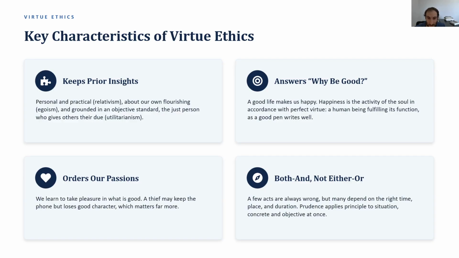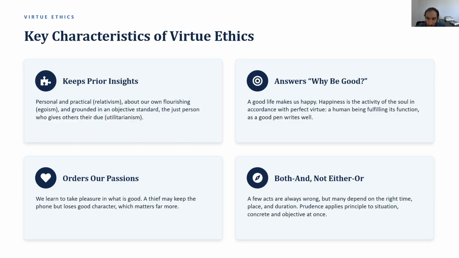The last key characteristic of virtue ethics is that the virtue ethicist does not see all of morality as completely black and white, as though things are, say, either always good or always bad. They will say that maybe some things are always wrong. Like, for example, there is never a right time and a right place to, say, murder an innocent human being, or there is never a right time or a right place to commit adultery. And for that reason, acts like that would always have to be wrong. But many acts don't fall into that category.